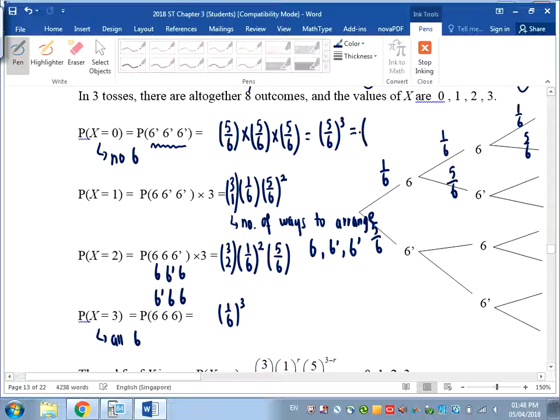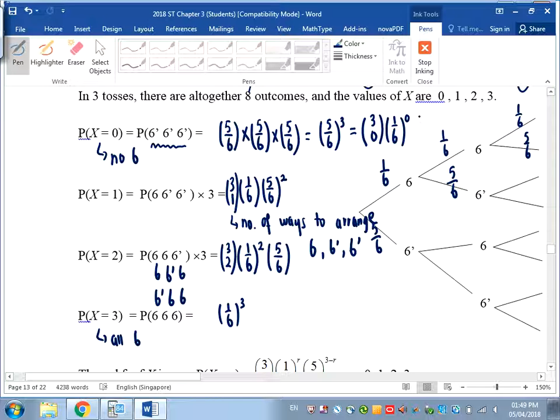Let's try. We try to spot the pattern here. I see a 3 choose 1 and a 3 choose 2 here. So I will put a 3 choose 0 down here. Am I changing the question in any way when I put 3 choose 0? Am I changing the value? No, right? 3 choose 0, the value is 1. So I'm not changing the value in any way. Can I also do this? I put a 1 over 6 to the power 0. Am I changing the value? Also no, right? I'm still multiplying by 1.